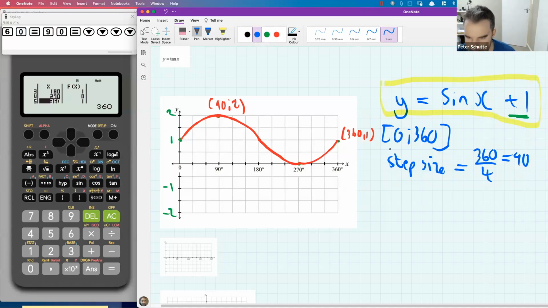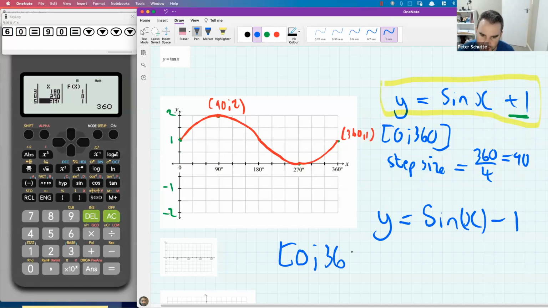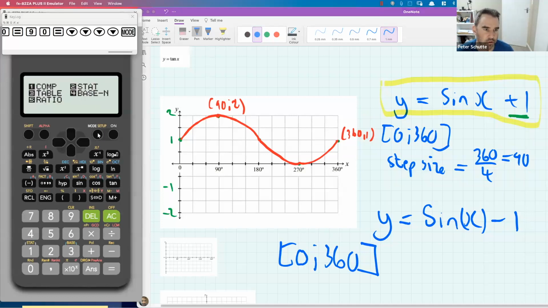Okay, now, I want you to try and do the same thing, except I want you to draw for me the graph of sine of x minus 1. So you're going to draw the graph sine of x minus 1 on the domain 0 to 360. And I want you to try and use your calculators to help you do this. And if there are questions, I really encourage you to ask them.